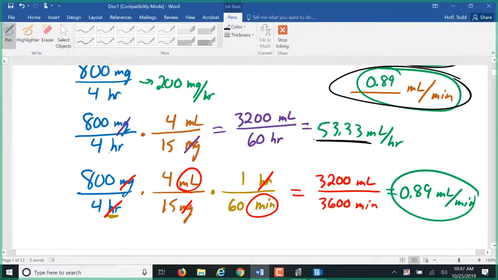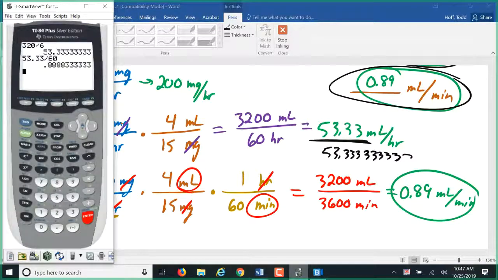Because this number here is rounded. Technically, that's 53.3333333333. So since we already rounded that number off, we're using a rounded number to do the next calculation. So that's why that changes. Instead of being 0.888888, it drops to 0.8888 then 3. So it's just a matter of rounding.